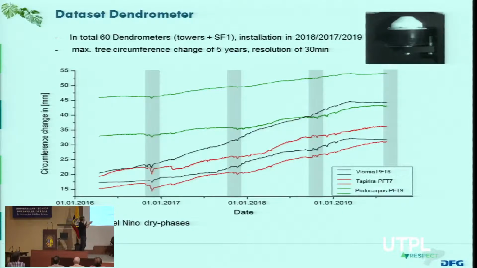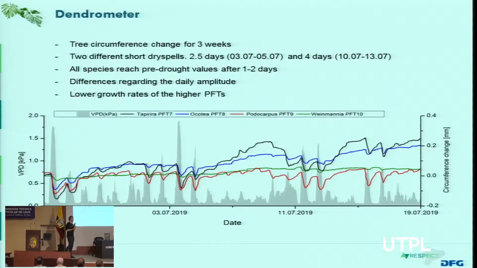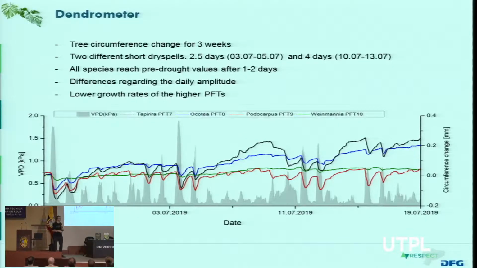So this is one of the loggers, perhaps you have seen them already mounted in the forest. So we're going a little bit into detail. Here you can see the tree circumference change for 3 weeks with 2 different short dry spells. You can see here and here, one with like 2.5 days of drought, dry spell, and 4 days. And what's important here is that all species reach the pre-drought values after like 1 to 2 days, so they are getting back on track. We will see the difference later.